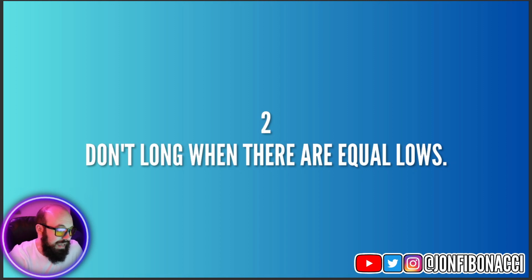At number 2, the inverse of rule number 1, I do not want to take a long position when there are equal lows or even low resistance lows. Same idea as before. If that's a target for the downside, if I feel like the market's going to go lower, then why do I want to take a long position? It doesn't make sense, right? So it keeps me out of potentially more losing trades, okay?